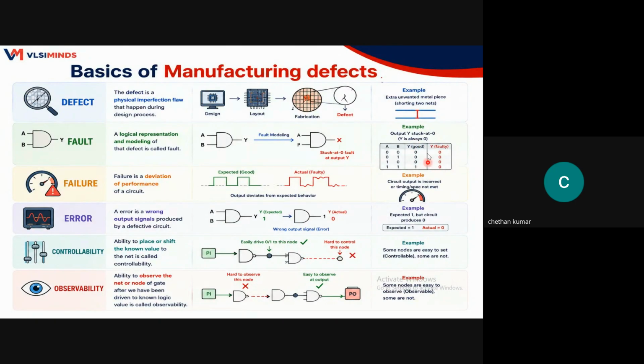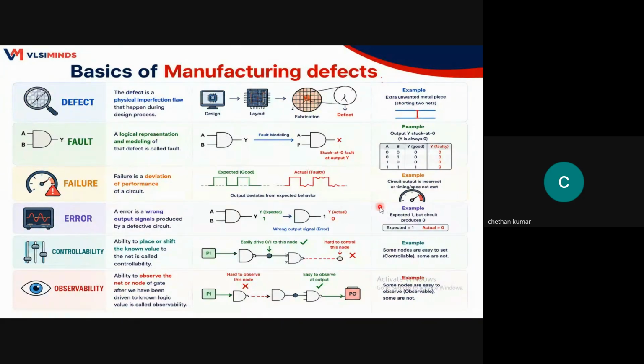This is the good chip. If you are getting this logic, then I can say that this AND gate is not functioning properly. It's not working properly. That means it is a faulty chip, a faulty gate. So that is called a fault. Due to this, the performance will not be as expected. Correct? So there will be a deviation in the performance of the circuit. So that will give you a failure. Due to the fault, the failure will occur. It means it leads to a failure.